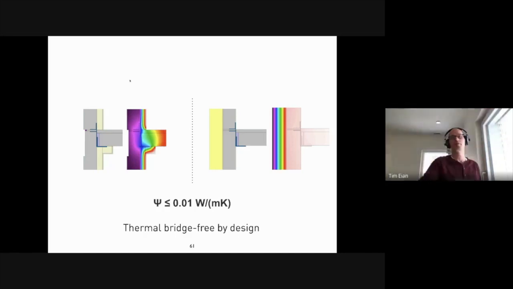And by the way, that psi value of 0.01 watts per meter Kelvin, that is the defining criteria for what is a thermal bridge that needs to be considered and not. So if it's a larger number, you need to consider it. If it's less than that, it's considered thermal bridge free.